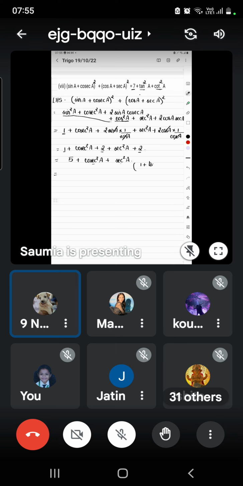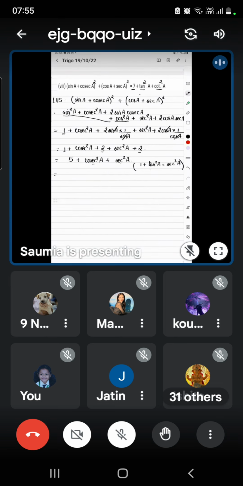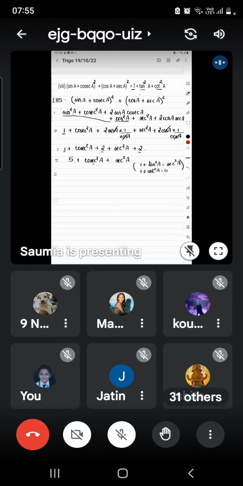Cot square A plus 1 is equal to cosec square A. 1 plus tan square A is sec square A and 1 plus cot square A is cosec square A. Can we use that? So instead of cosec square A, I will write 1 plus cot square A, and instead of sec square A, I will write 1 plus tan square A. Now add all the numbers. 5 plus 1, 6, 6 plus 1, 7, plus the remaining terms.